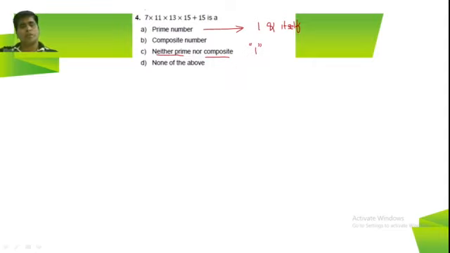So what is a composite number? A composite number will have more than two factors. Based on this, we can easily recognize whether the given number is a prime number, a composite number, neither prime nor composite, or none of the above. We will identify this one. Here, if you keenly observe, up to here we have only one term, and this is one more term. In the given numeric expression, we have only two terms.